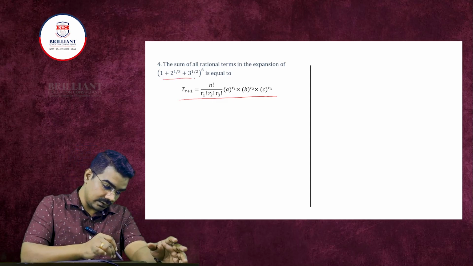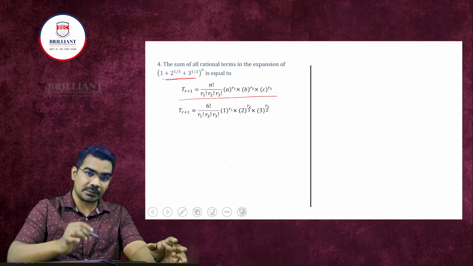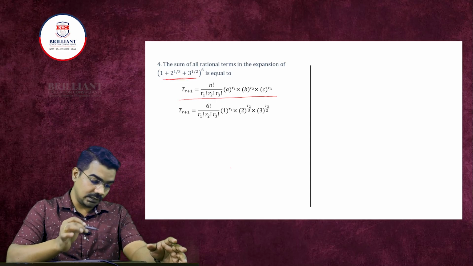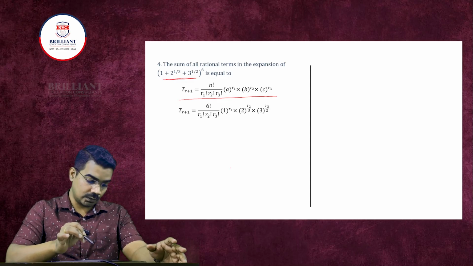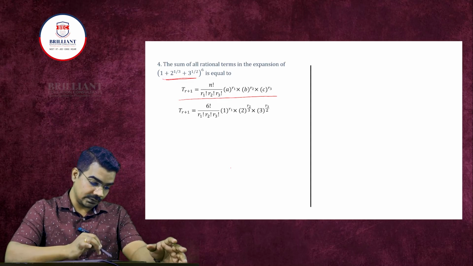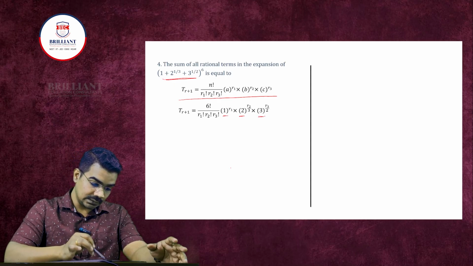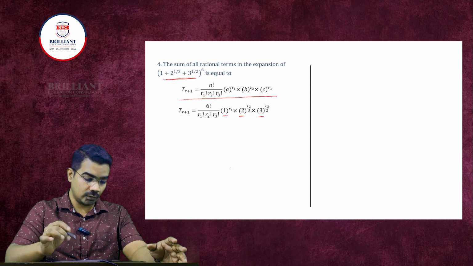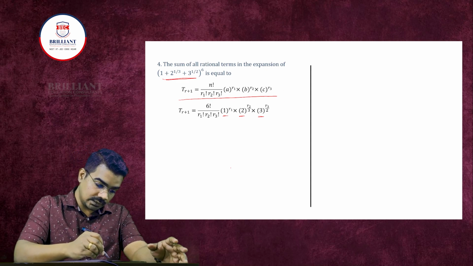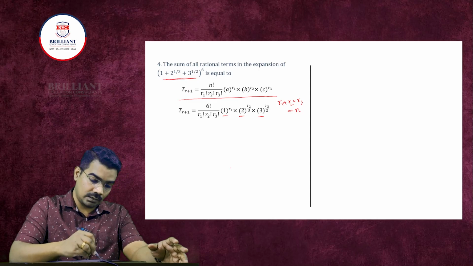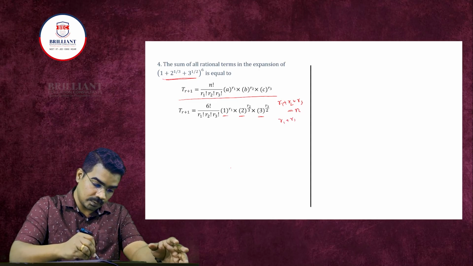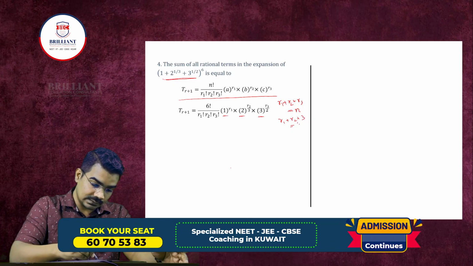So here for our given question, this general expression will become 6 factorial by r1, r2, r3 factorial. Here our first term is 1, so 1 raised to r1, second term is 2, so 2 raised to r2 by 3. The third term is 3, so 3 raised to r3 by 2. Here one thing you have to note is, in both the cases, r1 plus r2 plus r3 will be equal to n. Here in our case, r1 plus r2 plus r3 will be equal to 6.